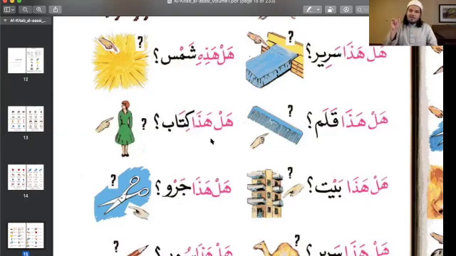When we see this word, this harf, هل, the ha and the lam, this means is, right? So it's always asking a yes or no question. هل هذا كتاب؟ And so we must say in response, نعم أو لا. So again, wait, say that again. هل refers to a yes or no question. هل هذا كتاب؟ لا.